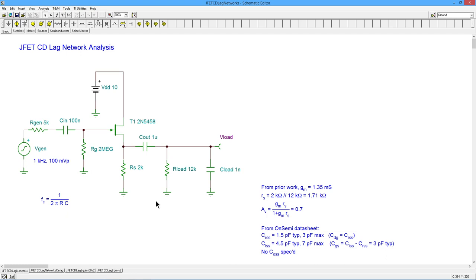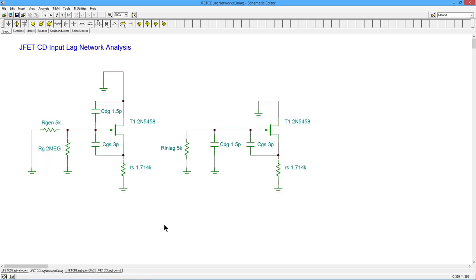Now let's take a look at that when we simplify. When we simplify, the coupling caps get shorted out, and the power supply goes to ground. We replace it with its ideal internal resistance, so that's a short. What do we end up with? Well, we end up with at least part of it, this. So we take the two resistors down on the source, combine them, and we get 1.7K roughly.